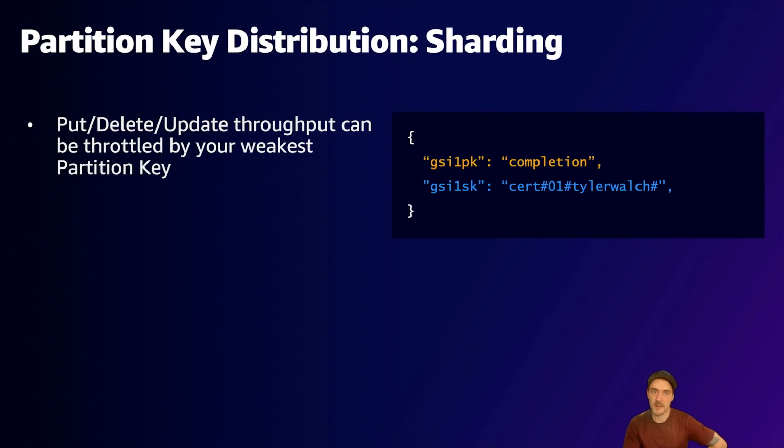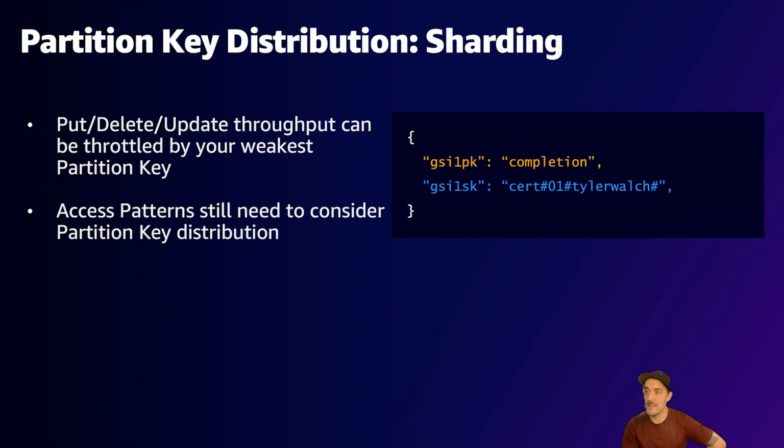So I mentioned this already. The put, delete, and update throughput could be throttled by your weakest partition key. That's true whether or not they're working on hot partitions. You still have to consider that. And then one of the ways in which you can accomplish sharding: again, PK is the cert type and SK is ultimately just the instructor.